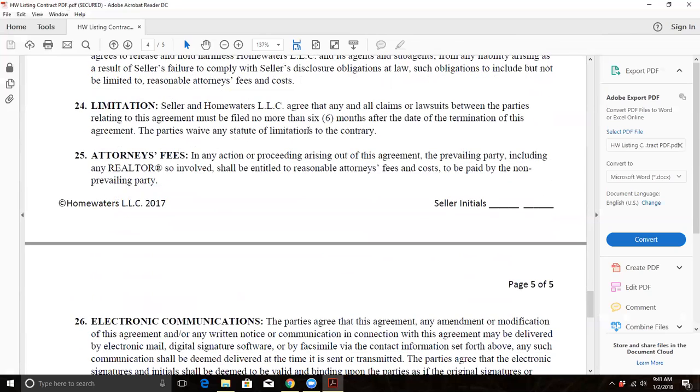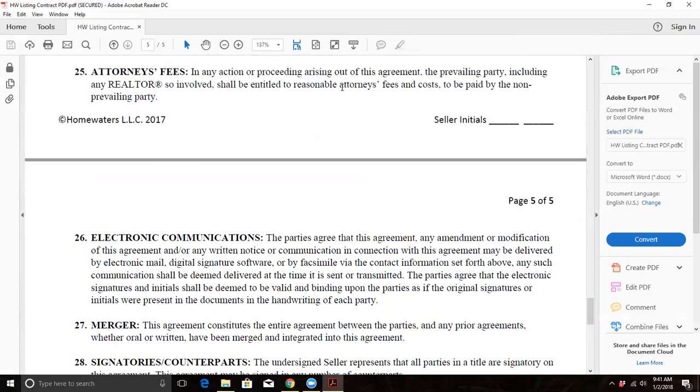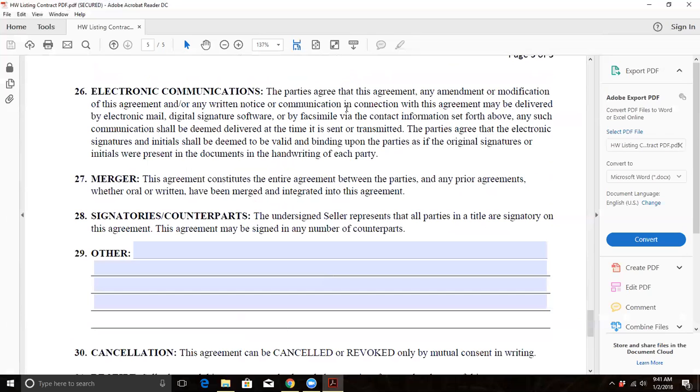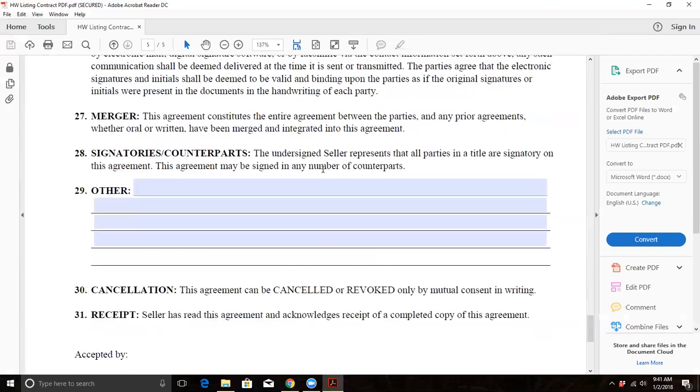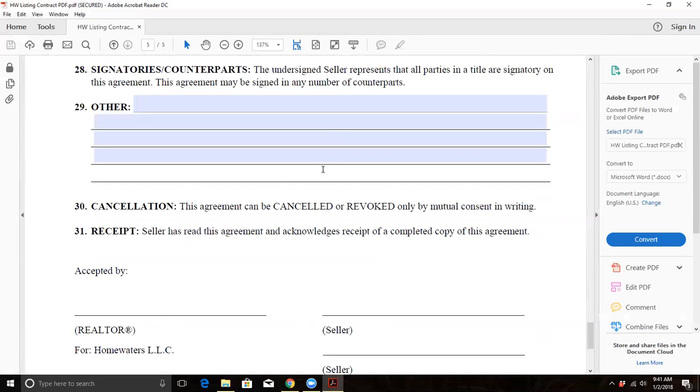Limitation, again, on a lawsuit, they're limiting it to 6 months. Attorney's fees, the loser pays the winner. Same thing. This is all just kind of legalese. And this is interesting. Cancellation. This agreement can be canceled or revoked only by mutual consent in writing.